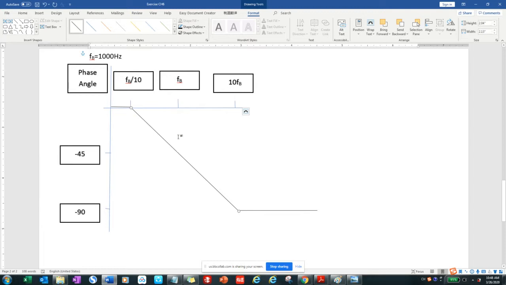You are going to get the Bode plot for the phase angle. When your frequency equals FB, you will get negative 45. When the frequency is less than FB over 10, you will get 0. And when the frequency is higher, like 10 multiplied by FB, your phase angle will be negative 90 degrees. So this is how we draw the Bode plot for the magnitude and for the phase angle.